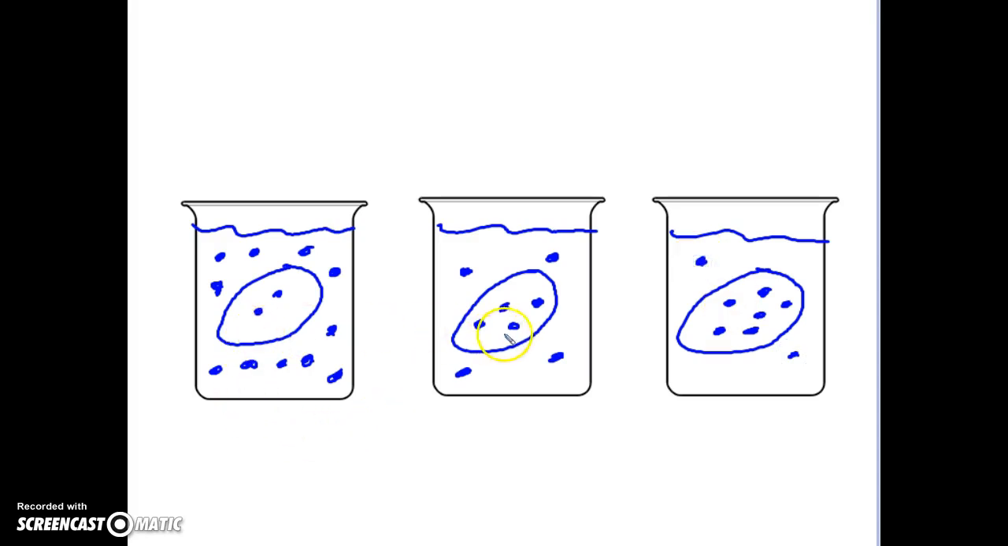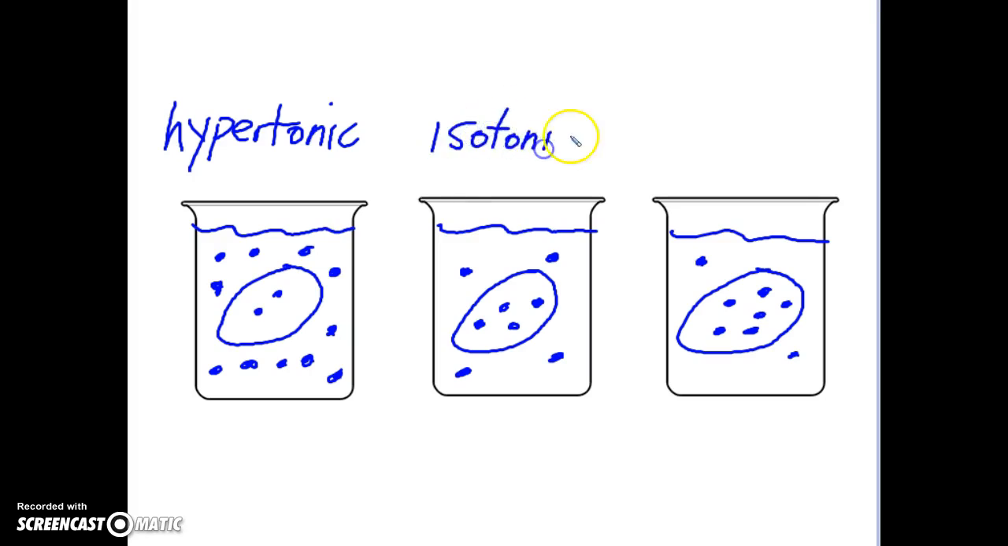Okay? And so we have different words to describe this. So in this case, the solution is hypertonic. In this case, the solution is called isotonic. So it's got the same number of particles inside as there is outside. And then this one is called hypotonic because there's less solute on the outside of the cell. So that's a hypotonic environment.